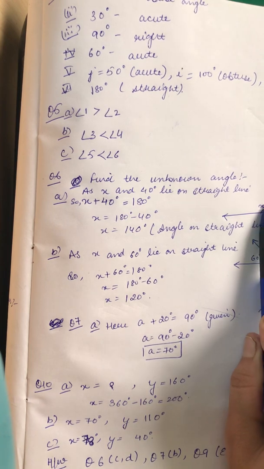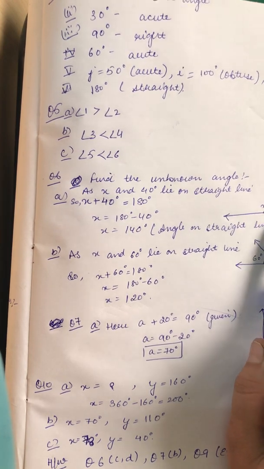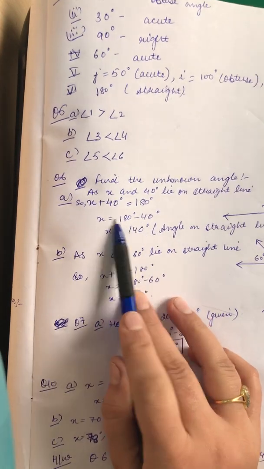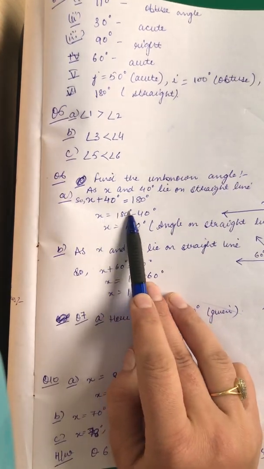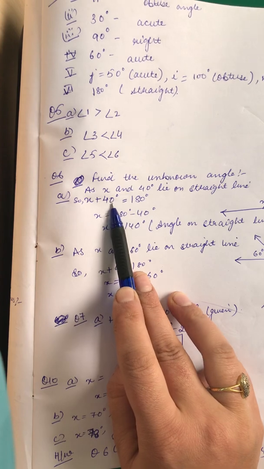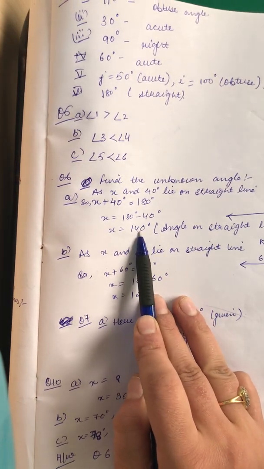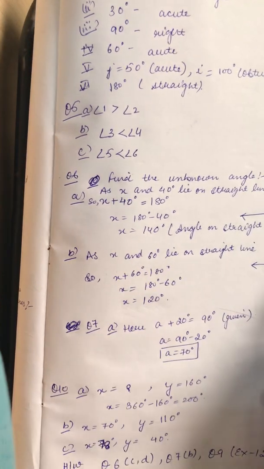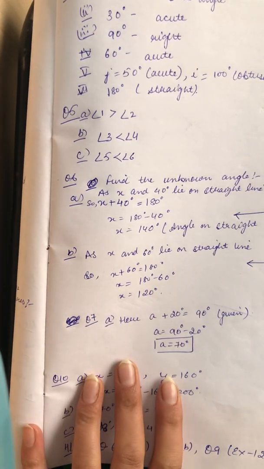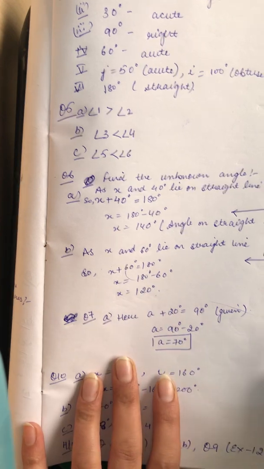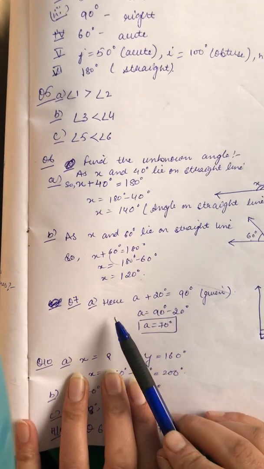So it is making a semicircle. So 40 plus x, when I add them, their sum will be 180 degrees. So x will be, shift this 40 to the other side, it is positive on this side, so it will be negative on the other side. 180 minus 40, 140 degrees. B part, again x plus 60 is 180, so x will be 180 minus 60, which is 120 degrees.